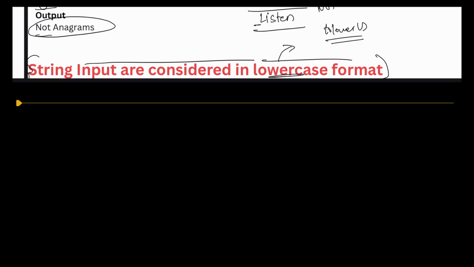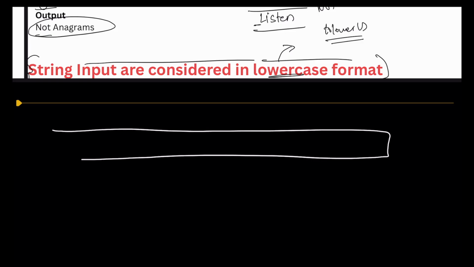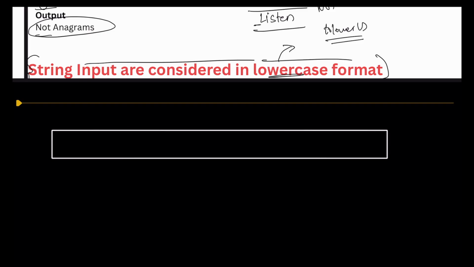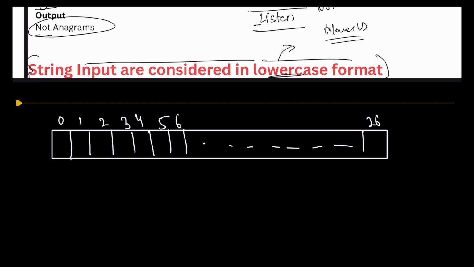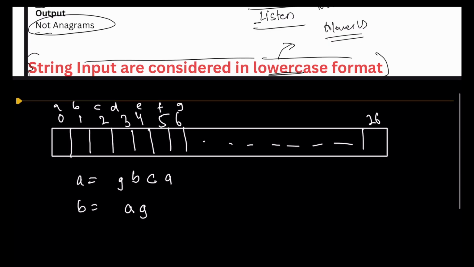So the solution is, let's say you have created a frequency array. Give me a second, I just need to create it. We have a frequency array starting from 0, then 1, 2, 3, 4, 5, 6, and it will go till 26. We know A, B, C, D, E, F, G. I can take an example: as string A, and as string B, let me take A, G, C, B.